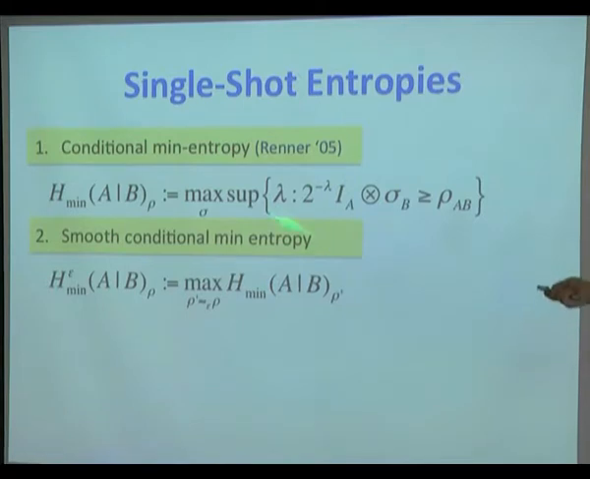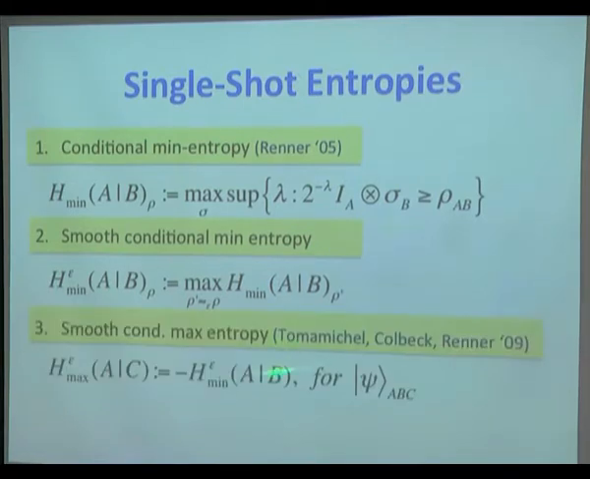So this is the relevant one for our problem. We also have, as I mentioned, the max one. And actually there's a nice relation. The max one is related to the min one, if you consider purification. So this is a definition of max, if you want, okay? We don't have an expression for max, but we just define the max entropy of A and C as minus the min entropy of A and B, okay?